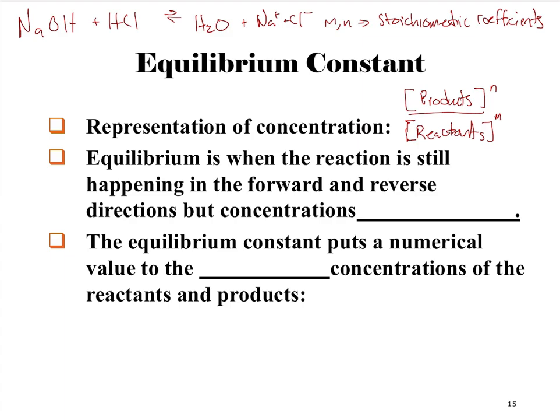How many oxygens are on the reactant side? One. And how many are on the product side? One. How many sodiums are on the reactant side? One. And how many are on the product side?